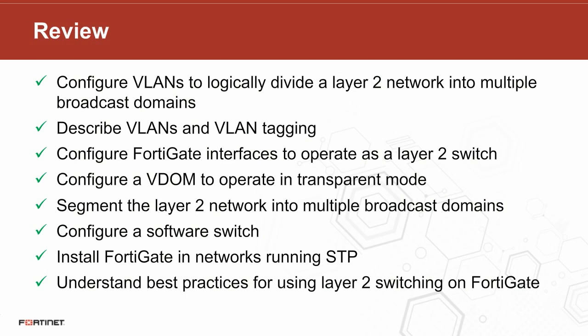This lesson covered the following objectives. Configure VLANs to logically divide a Layer 2 network into multiple broadcast domains. Describe VLANs and VLAN tagging. Configure FortiGate interfaces to operate as a Layer 2 switch. Configure a VDOM to operate in transparent mode. Segment the Layer 2 network into multiple broadcast domains. Configure a software switch. Install FortiGate in networks running STP. Understand best practices for using Layer 2 switching on FortiGate.